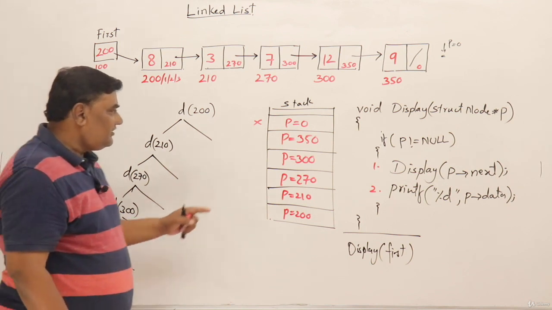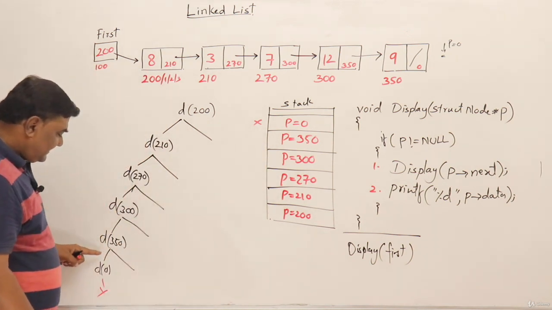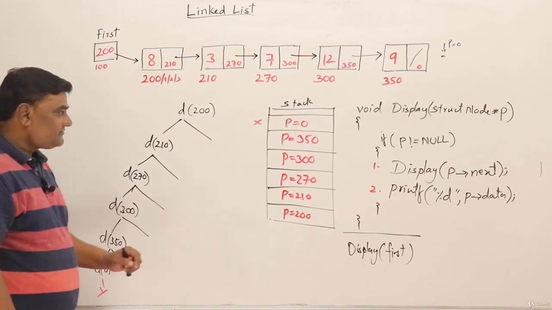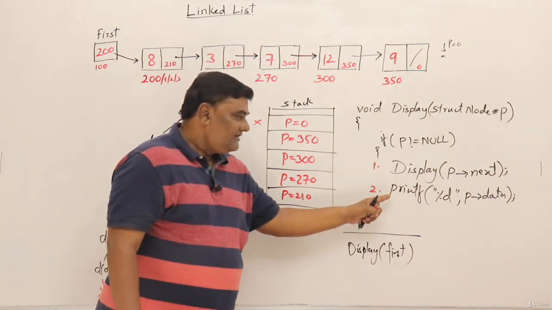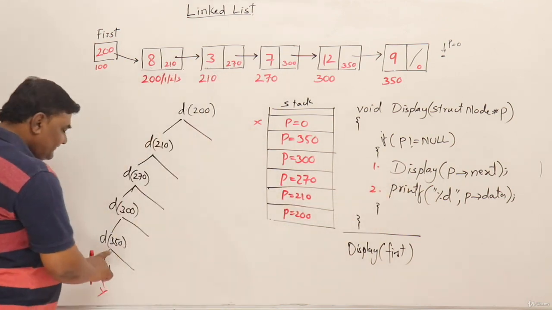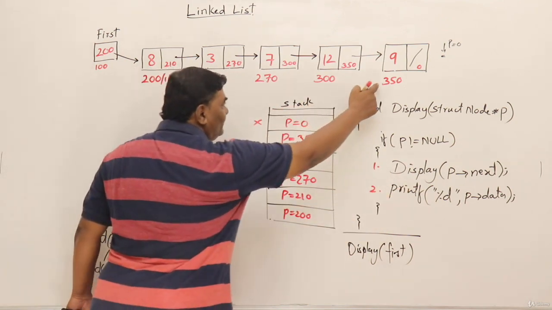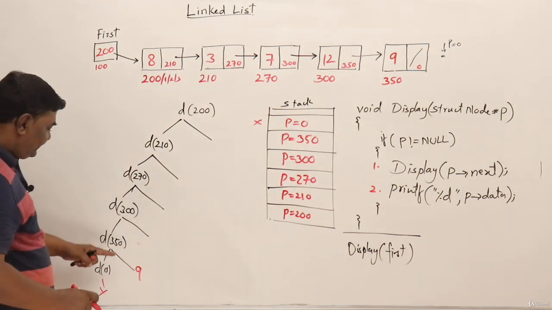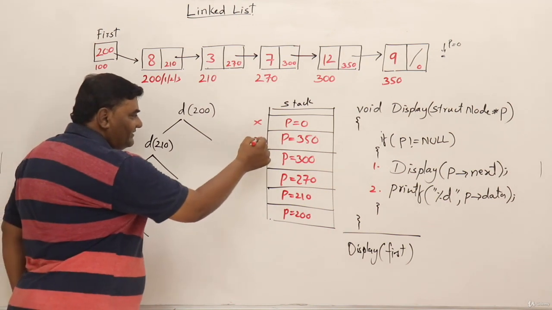In that previous call, it has finished the first step, that is go to next node. But printing it has to do. So first step is completed, printing is remaining. So it will print now. So what is the value of this 350? 350 node is having value 9. 9 is printed. So this function is over, its activation record is deleted.